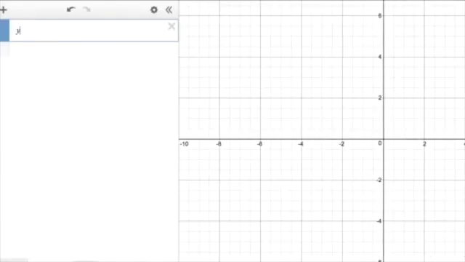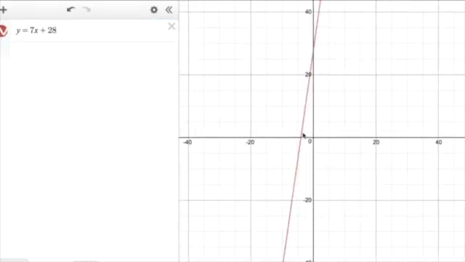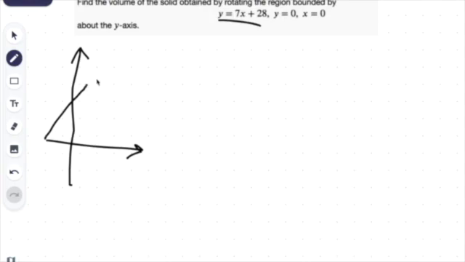Now, I hope that you know how to graph the line y equals 7x plus 28. But I can go to Desmos, start graphing. So I can just type y equals 7x plus 28. Can't see the whole thing, so I can zoom out. So I'm looking at a triangle. I just need a sketch of that curve in order to get started on understanding what this is going to look like. So that is y equals 7x plus 28.